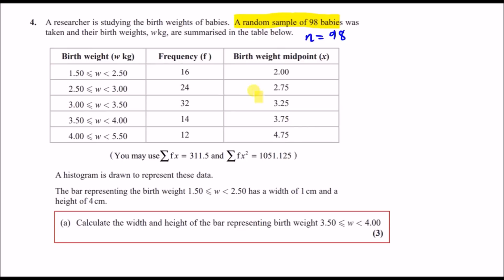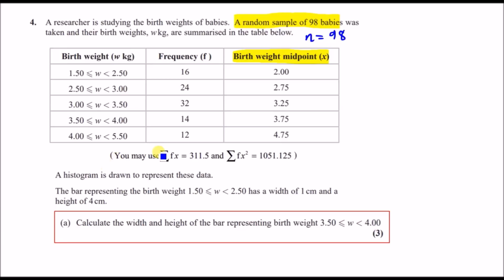Now, look at the table below. We can see that the birth weight, which is the key indicator here, is continuous, meaning there are no gaps between anything, and it's flowing nicely. Between 2.5 and the next column is also continuous. So in other words, everything is covered. And the good thing is they actually calculate the midpoint for us here, and we've got a frequency. It says here that we may use the sum of f times x, so frequency times midpoint, which equals 311.5. They also calculate the sum of f times x squared. We don't need this now. This is useful to calculate the mean and the variance or standard deviation.